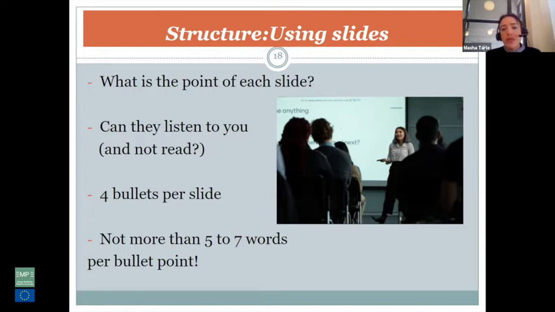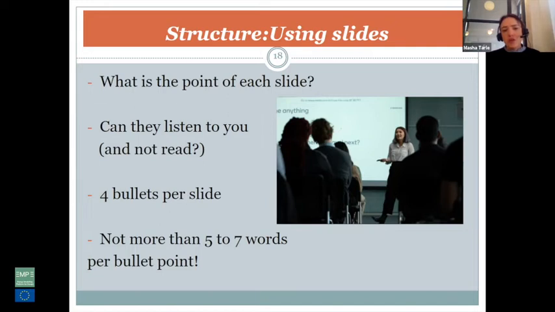So when you are speaking, you should not be afraid to really move away all those words that are not necessary. Just have a couple of bullets per slide. Make sure that people can actually listen to you and not be reading the slides, right? Make sure that you know what's the point of your slide, because maybe you don't even need it there. And you don't want to have more than 5 to 7 words per bullet point.